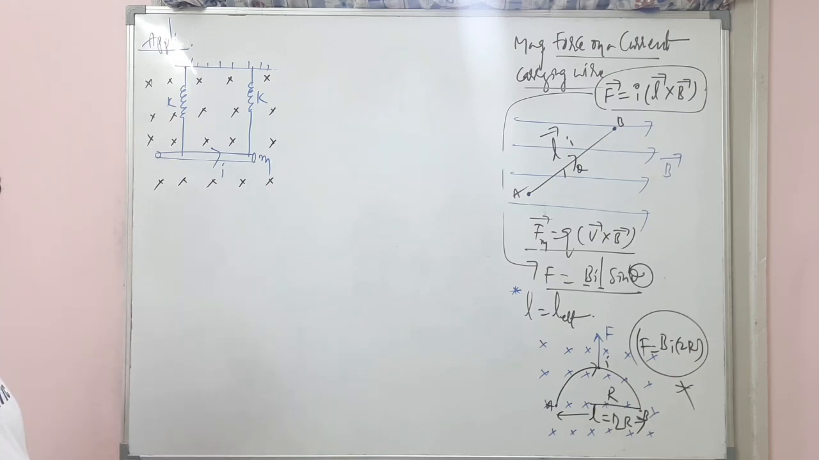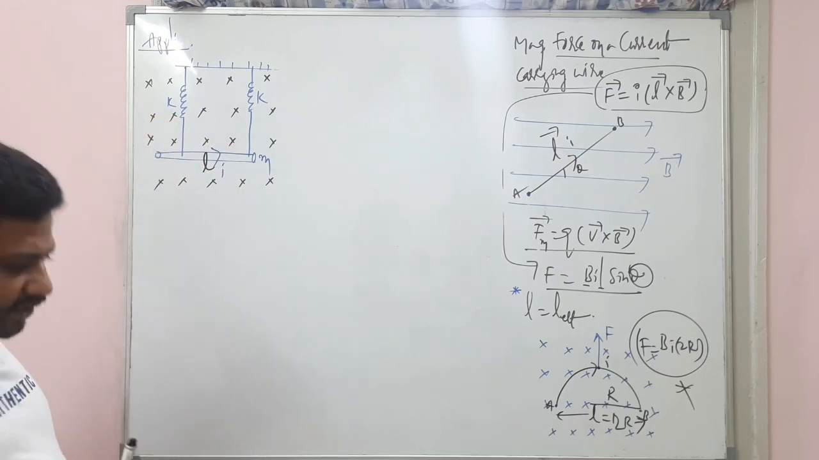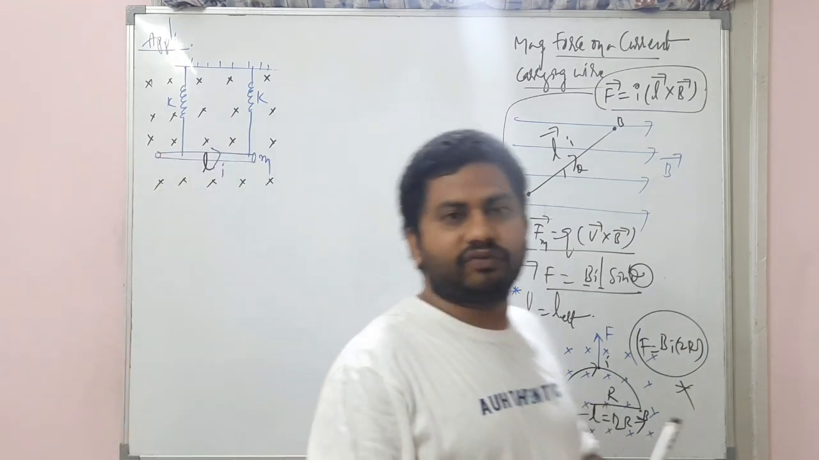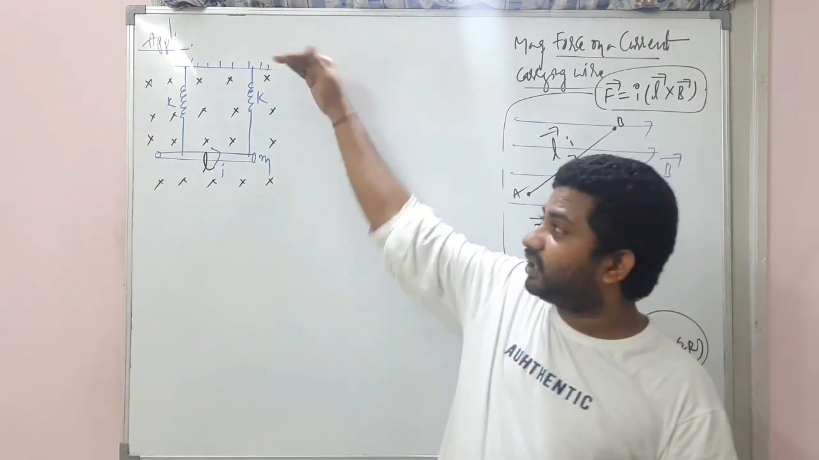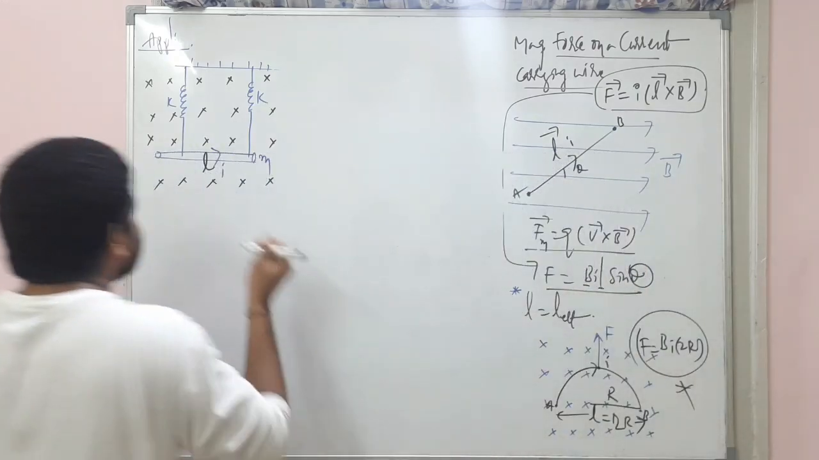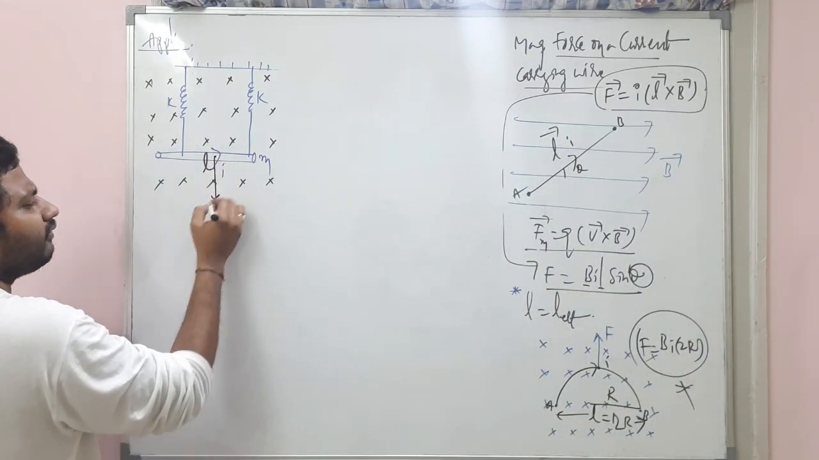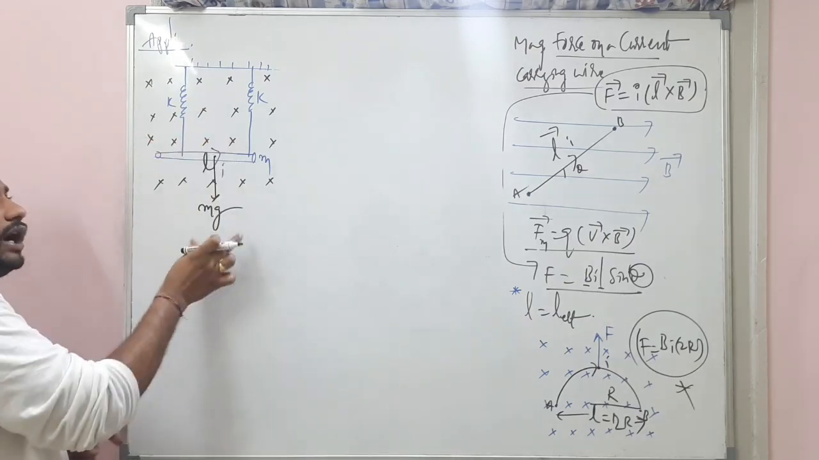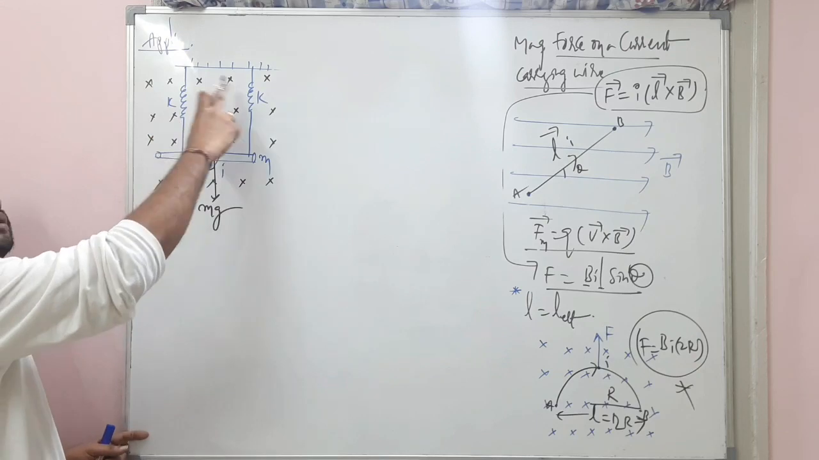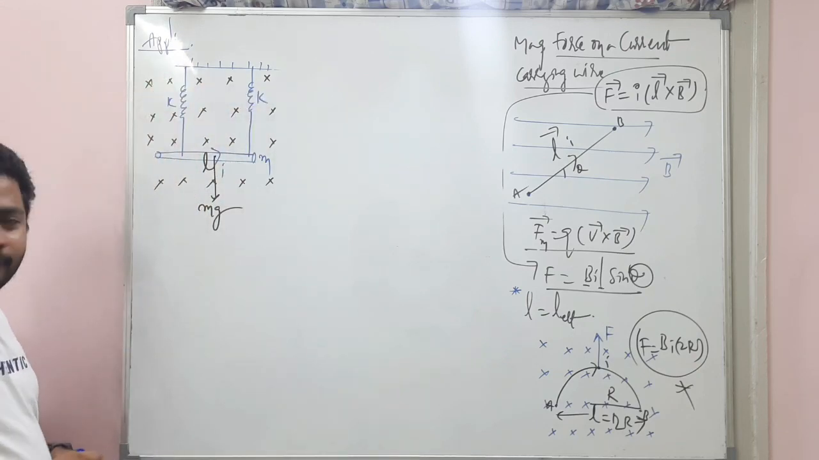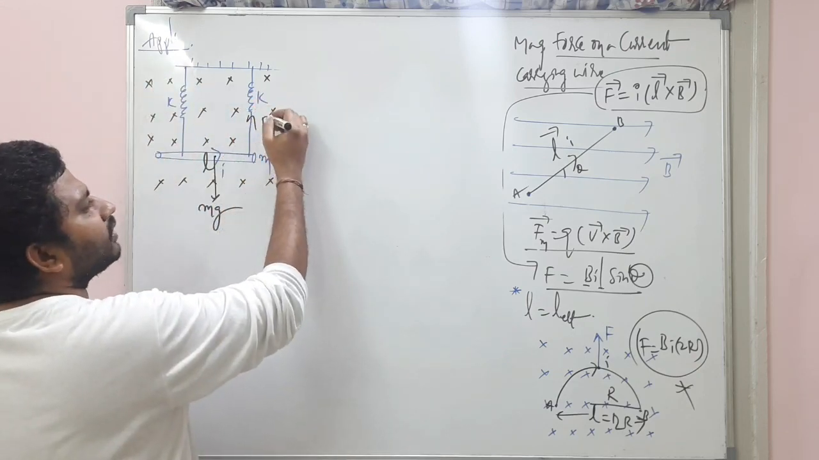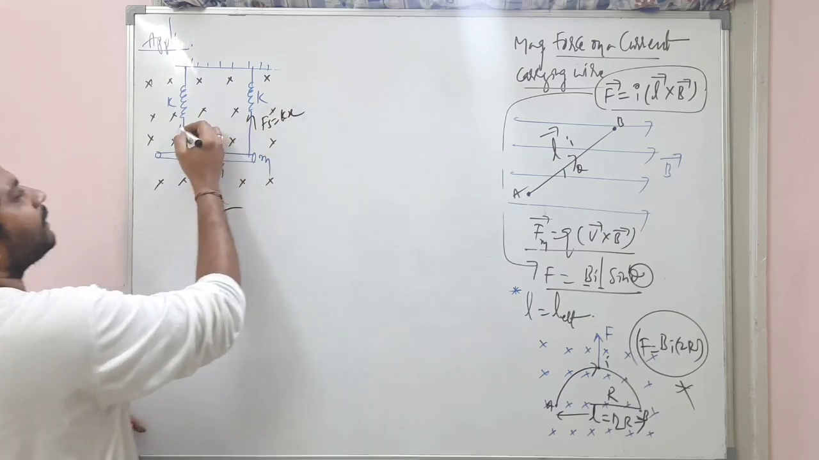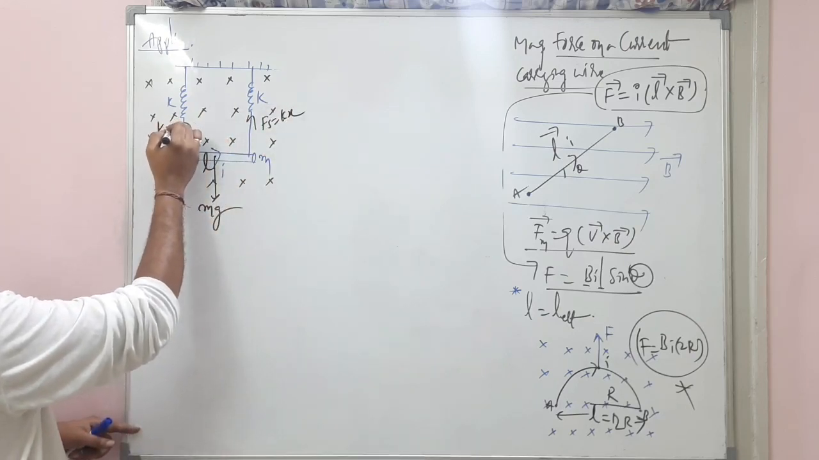The length of the wire is L. Whether it is in the magnetic field or not, when you connect some mass to these springs, what happens? This rod will come down due to the weight mg. When it comes down, there is an elongation here and an elongation here. The spring force will develop upwards, that is kx. Another spring force will develop upwards, that is also kx.